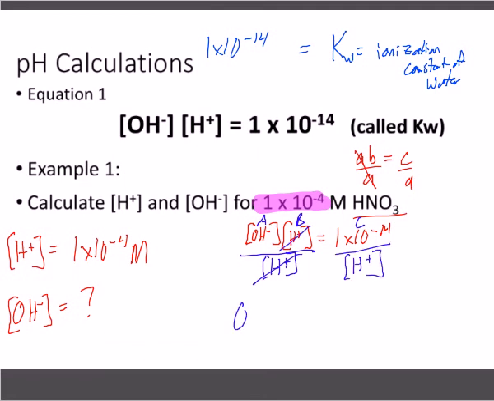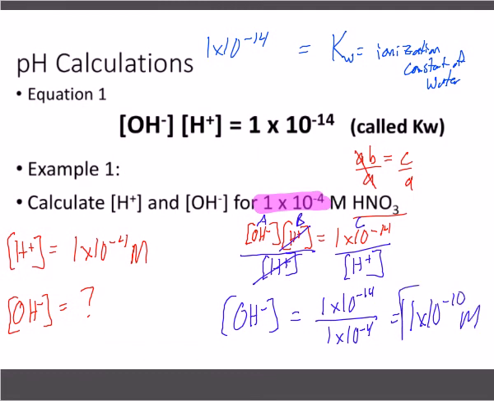All right. So really it's hydroxide equals 1 times 10 to the minus 14 divided by, what's our value for hydrogen ion? Yeah, 1 times 10 to the minus 4. There you go. Do the math. So our answer here, when you plug it in, is 1 times 10 to the minus 10 molar.